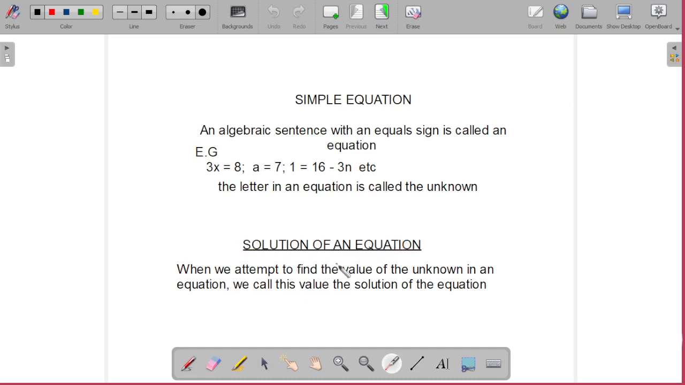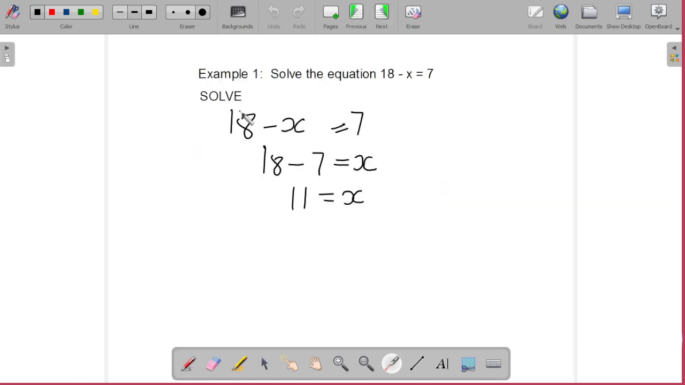Now, when we attempt to find the value of the unknown in an equation, we call this value the solution of the equation. So whatever we get as the answer, for instance, 1 is equal to 16 minus 3n, whatever we get as the value for n is called the solution of this equation. Now I'm going to look at some relevant examples and see how we can do that. Follow me.